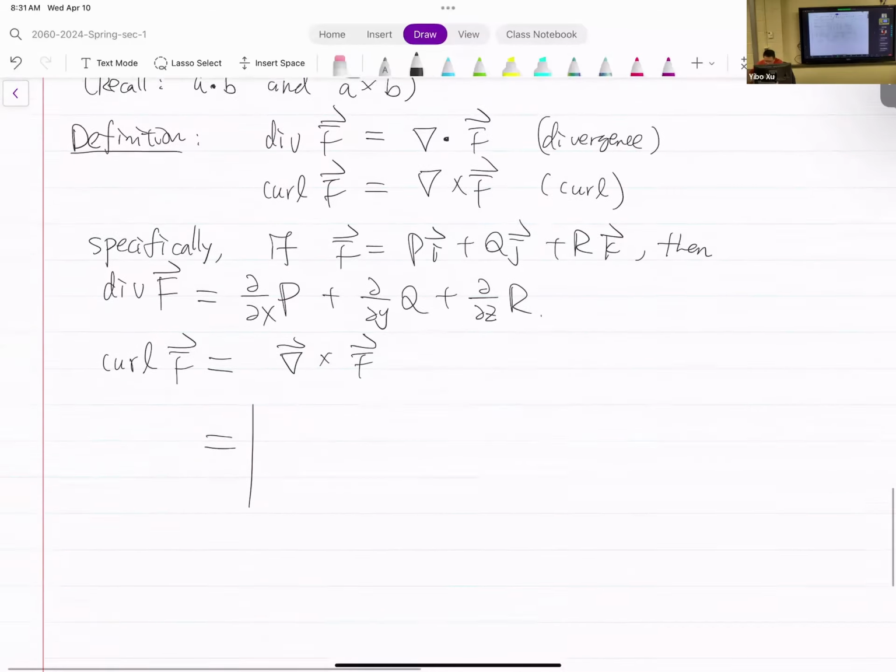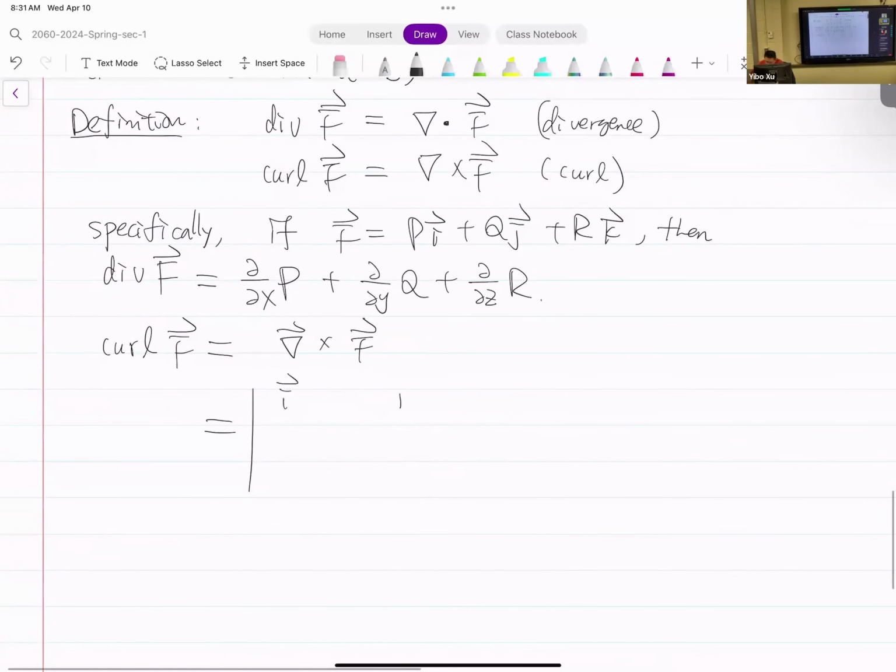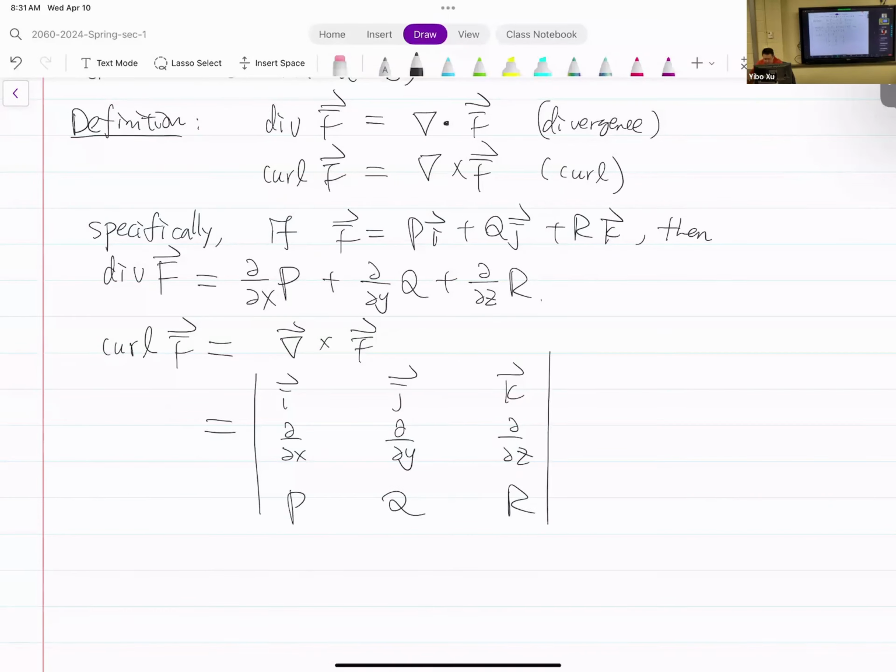And we have i, j, k on the first row. And then the nabla operation is on the second row, okay? And F is on the third row. So if you recall, for nabla, it's going to be del x on the first component, del y on the second component, del z on the third component, okay? And then for F it is P, Q, R. So symbolically speaking, it is this.